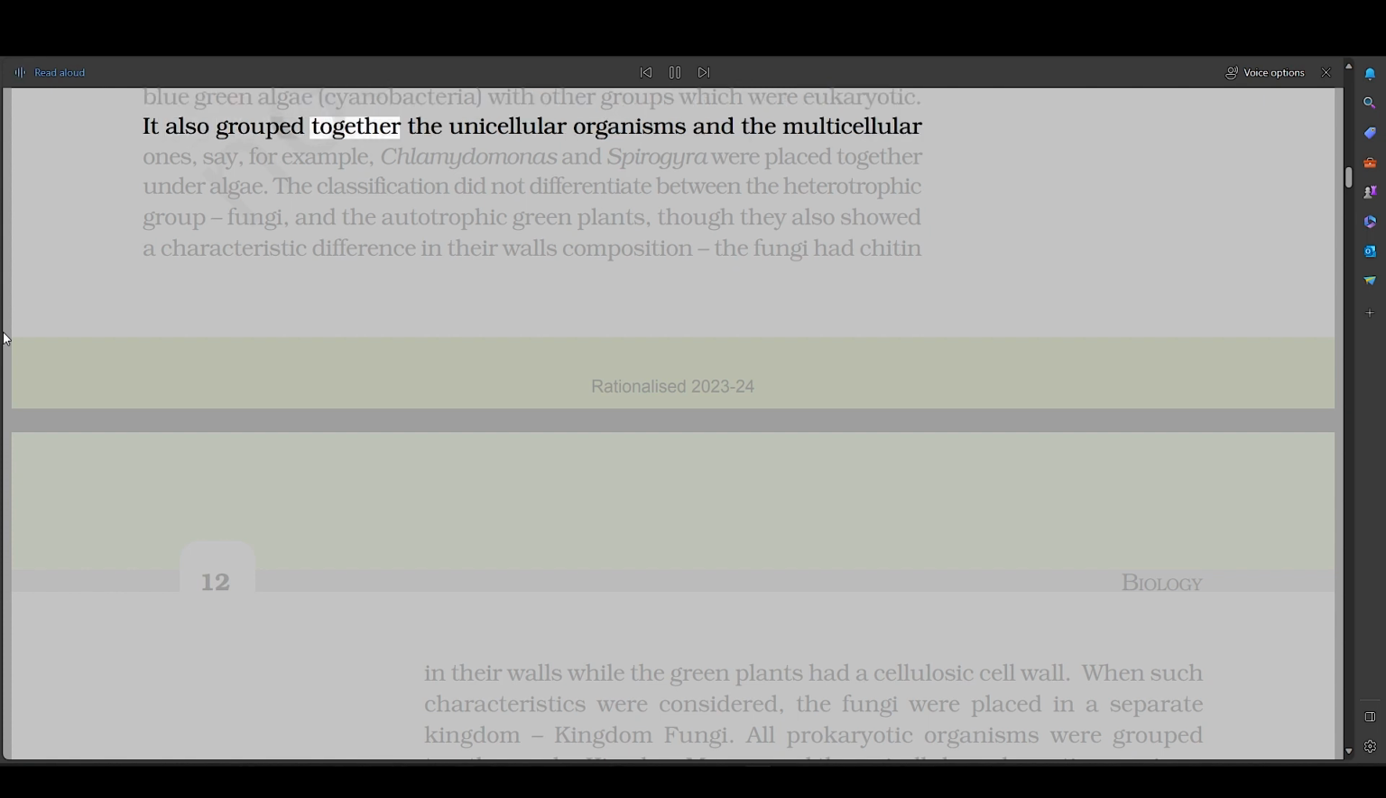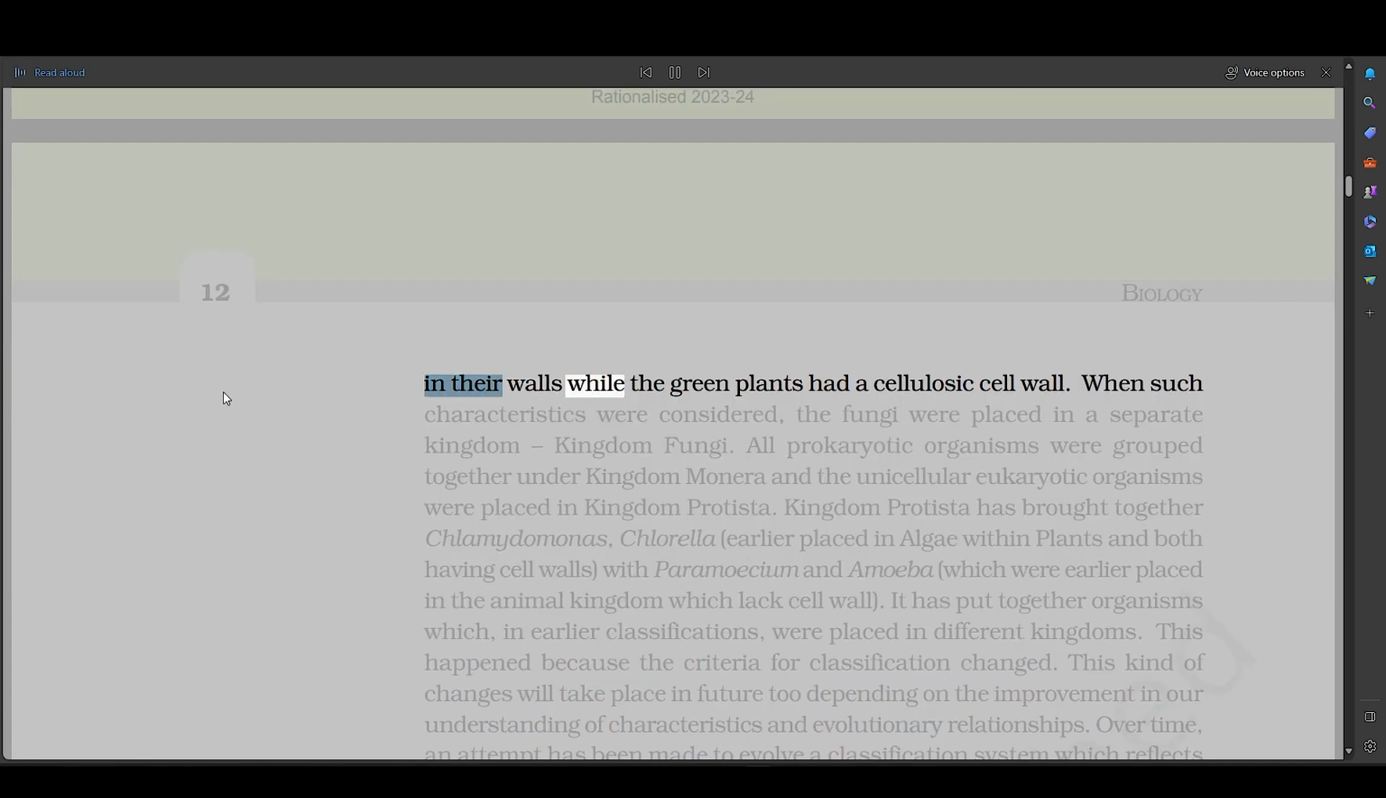It also grouped together the unicellular organisms and the multicellular ones, say, for example, Chlamydomonas and Spirogyra were placed together under algae. The classification did not differentiate between the heterotrophic group, fungi, and the autotrophic green plants, though they also showed a characteristic difference in their wall composition. The fungi had chitin in their walls, while the green plants had a cellulosic cell wall. When such characteristics were considered, the fungi were placed in a separate kingdom, kingdom Fungi.